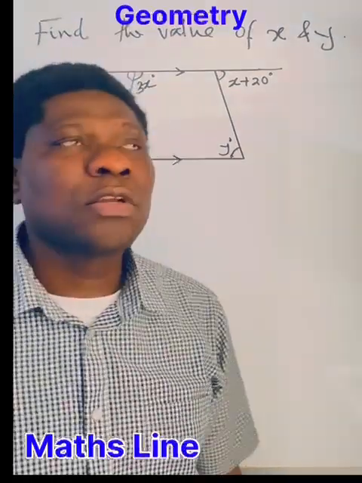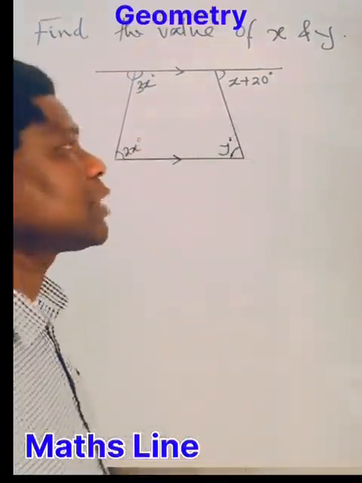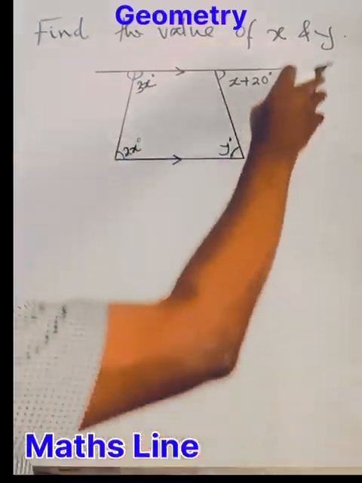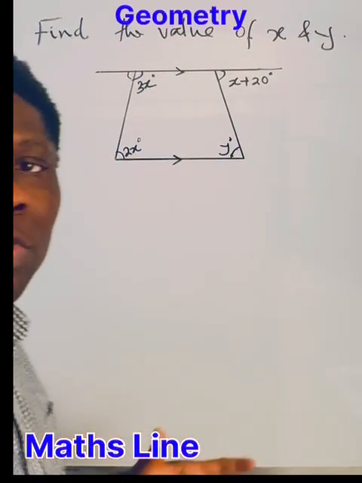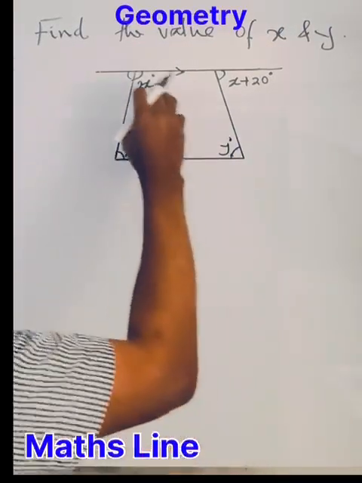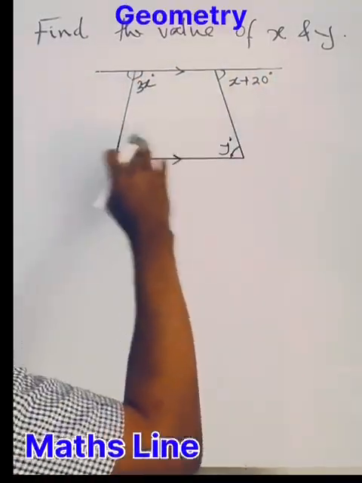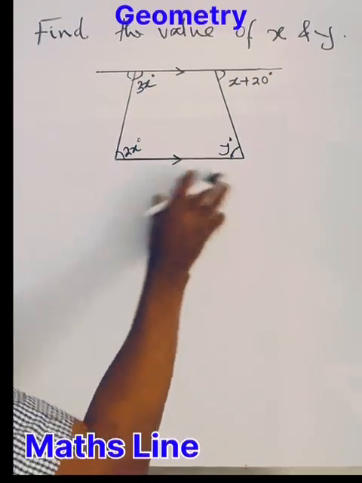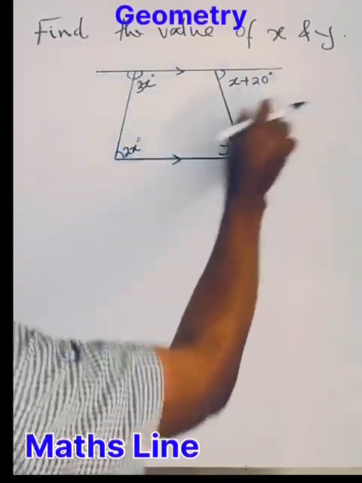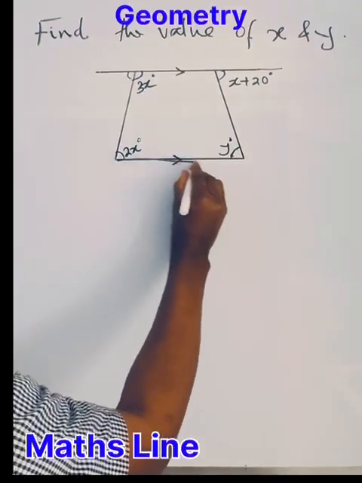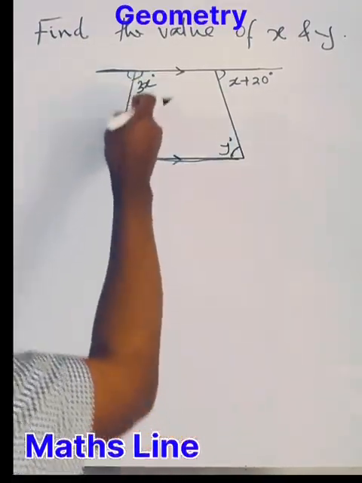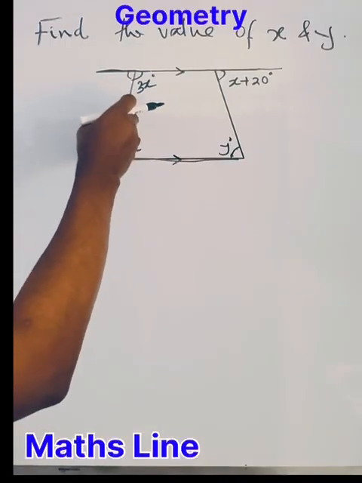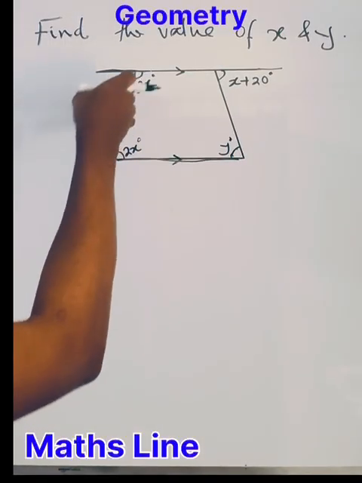Welcome to Mathline. We have this beautiful diagram today, and we are being told to look for the value of x and y. One thing you must notice on this diagram is that you have two lines. These are two parallel lines, this line here and this other line here, and they are being cut here by a transversal.